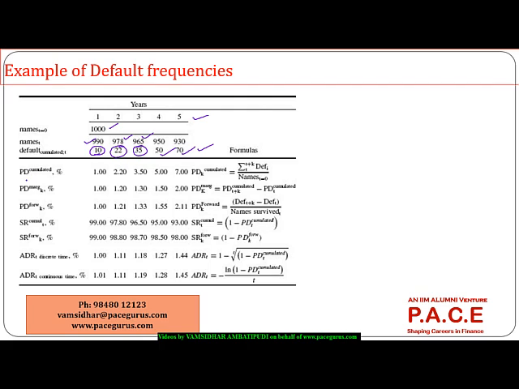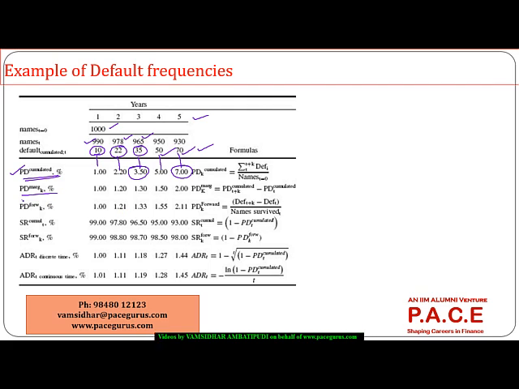Now let me do my first calculation, which is the cumulative probability of default. This would be nothing but 10 by 1000, 22 by 1000, 35 by 1000, 50 by 1000 and 70 by 1000. This is the cumulative probability of default up to time t. So the cumulative probability of default for 5 years is 7%. Cumulative probability of default for 3 years is 3.5% and so on.